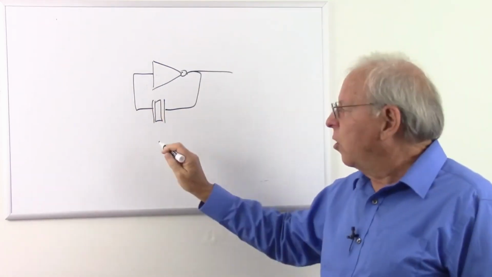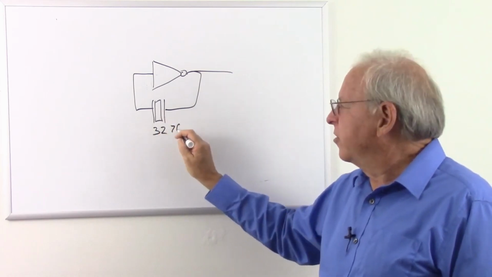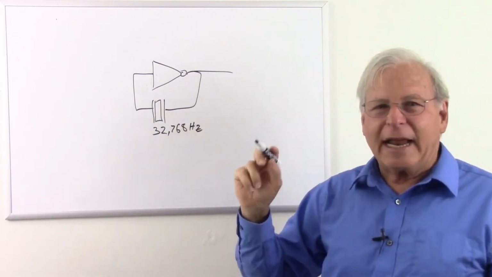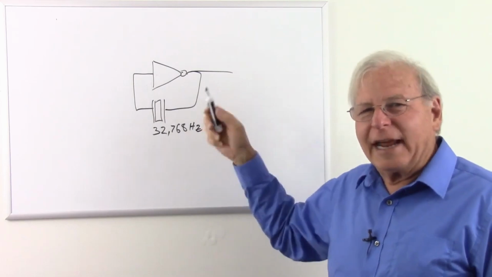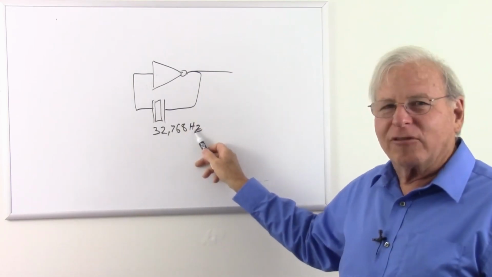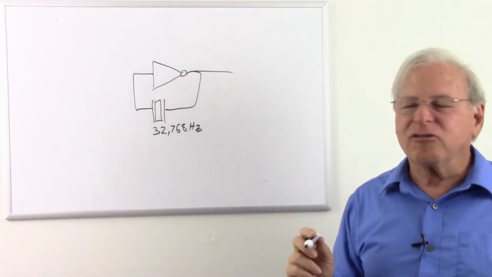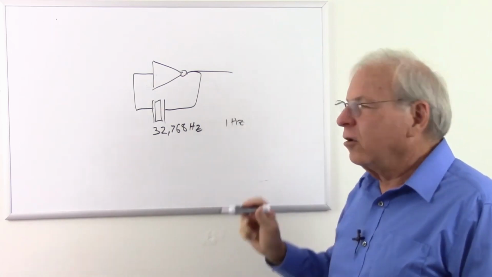How about a digital watch? I think this will oscillate at 32,768 hertz, which is divided down through dividers. That is a power of 2, so it's very easy to divide it down to 1 second. So 32,768 vibrations per second goes through some what are called divider circuits. We'll talk about those in digital electronics to get us down to 1 hertz to control our clock.